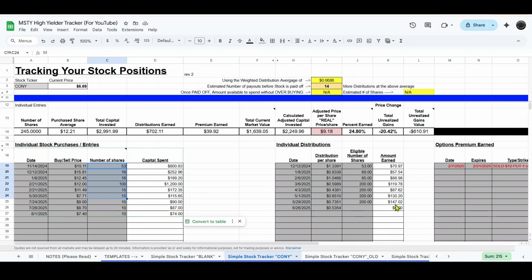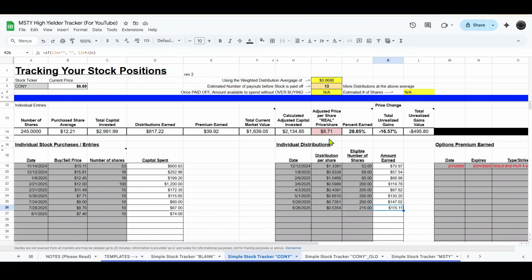So 215 are eligible at the 53.54. So we enter in 215, and when I hit enter, it's going to increase the distribution earned, and it's going to decrease my adjusted price per share. Oh, I can't wait. Let's see what it's going to give me. 3, 2, 1, boom. There we go. I love it. So that gave me a distribution total earned of $817, and it dropped that price per share down to $8.71, right? Hey, bringing it down.